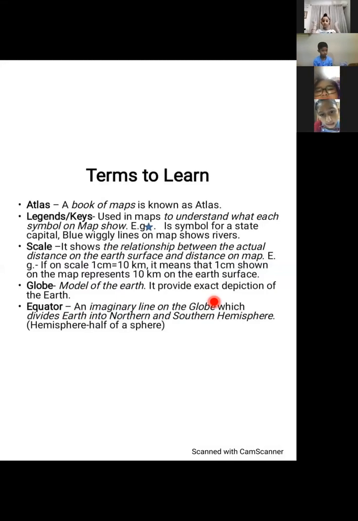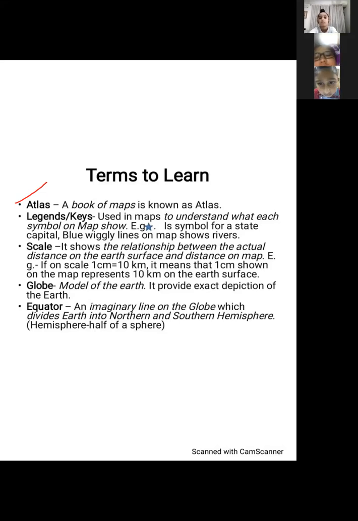You would be having atlases at home, or if you don't have, you can also view them online. An atlas is a compilation of different maps of states. You can see maps of countries, you can see map of different continents, all compiled in an atlas. Children, next is legends and keys. You could have a dot on a map which will show you the location of a city.